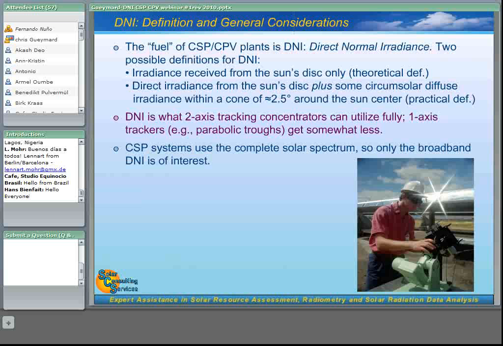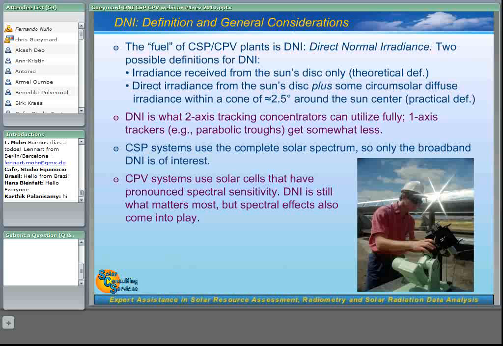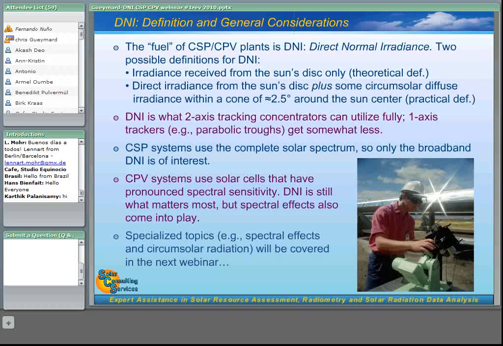So CSP systems are thermal systems, so they can use the complete solar spectrum. And in that case, only the broadband DNI is of any interest. In the CPV case, obviously solar cells have some pronounced spectral sensitivity, so even though the broadband DNI is what matters most, we can look into spectral effects. These are specialized topics, spectral effects and circumsolar radiation, and will be covered in more detail in the next edition of this webinar.